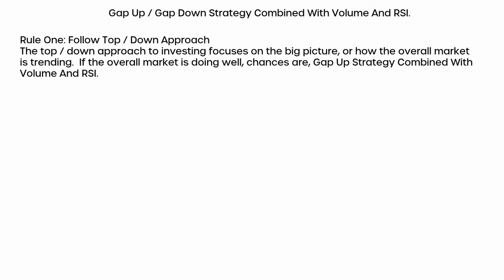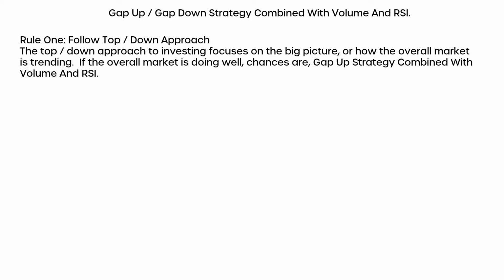Rule 1 for us is follow a top-down approach. Whatever way you're investing, we always look at the big picture. So if we are in a bull market, we're looking for gap ups. If we're in a bear market, we're looking for gap downs. So the first question is, which direction is the market going? Are we in a bull market or a bear market?